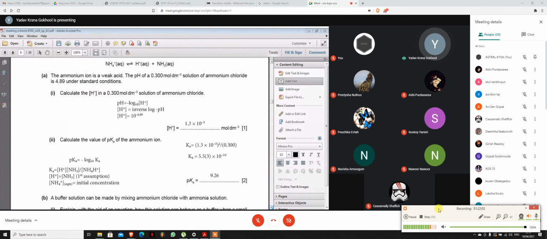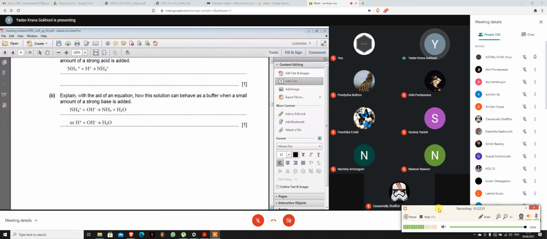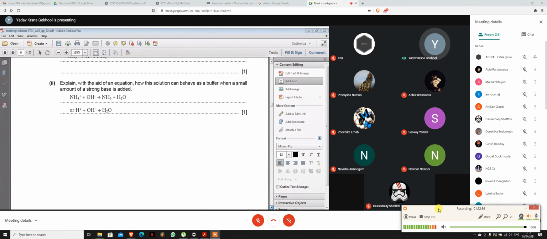Buffer, okay, so here a buffer minimizes change in pH when you add acids or alkalis. If you are adding acid, H plus, NH3 is going to become NH4 plus, but if you are adding OH minus, it gives you NH3 plus H2O. You can also use H plus and OH minus give H2O because it is neutralization.